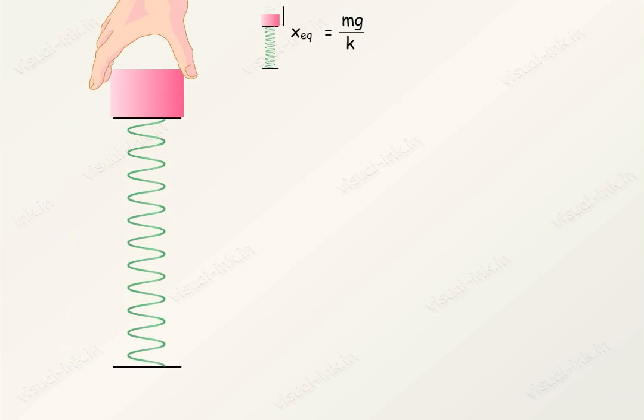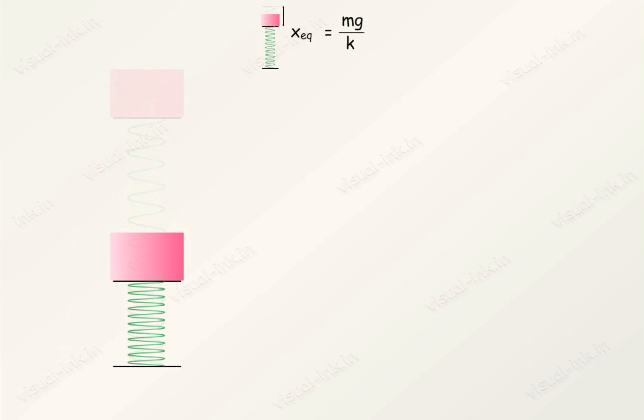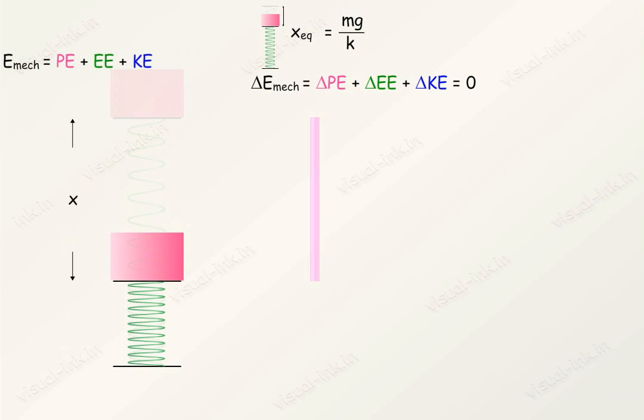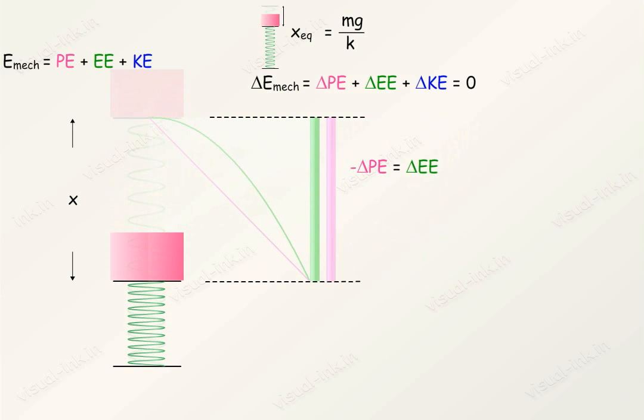For the second part, let us say that the compression in the spring is equal to x at the lowest position. Using the conservation of mechanical energy for the block plus spring system, we can say that the decrease in the gravitational potential energy of the block should be equal to the increase in the elastic potential energy of the spring. That is, mgx should be equal to half kx square. Therefore, x is equal to 2mg by k at the lowest position of the spring.